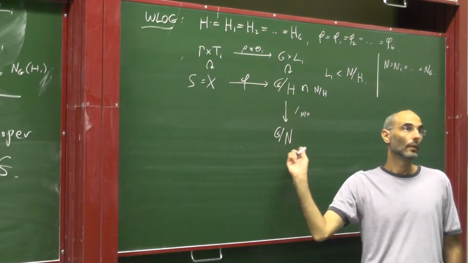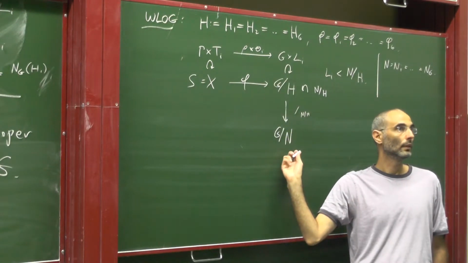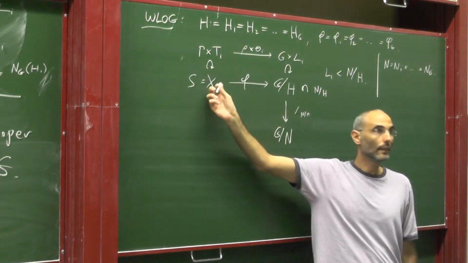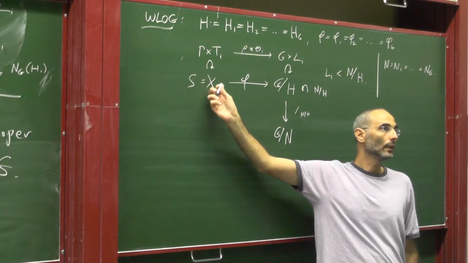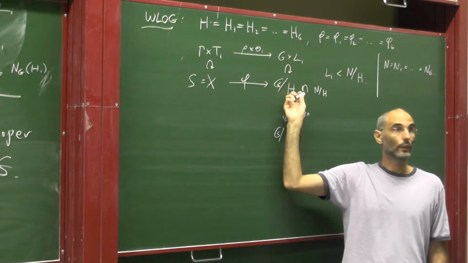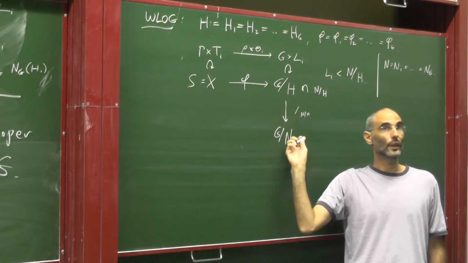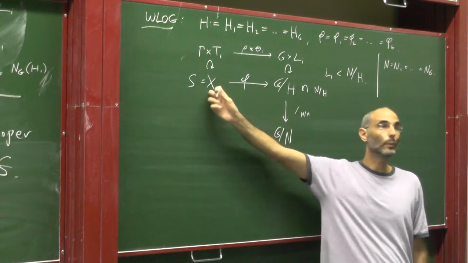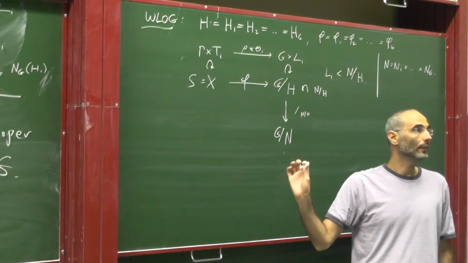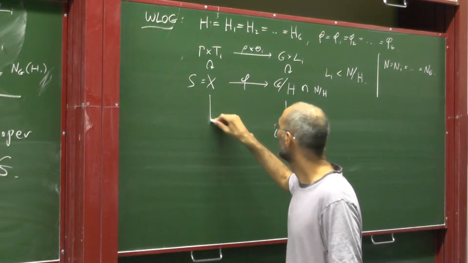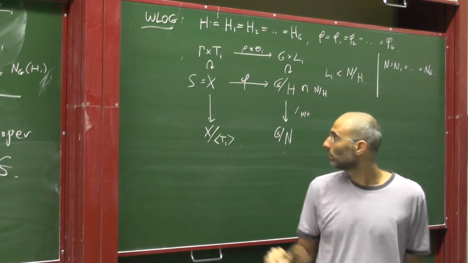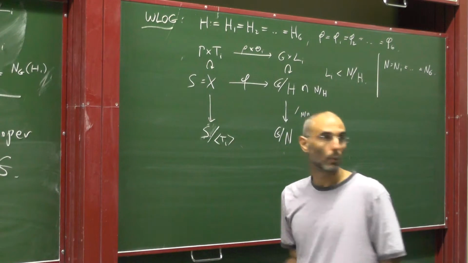Consider this composed map here. Ti acts here on the right. T1 acts on the right. It acts here via the map into L1, which here is a trivial action. This map will be T1 invariant. It will be T2 invariant. It will be invariant under all the Ti's. So it will factor through X mod all the Ti's, or S mod all the Ti's.